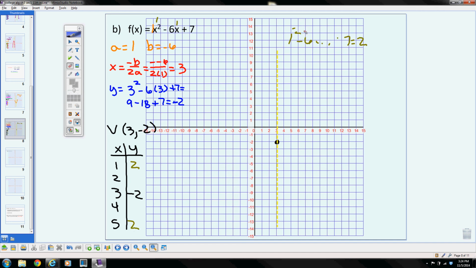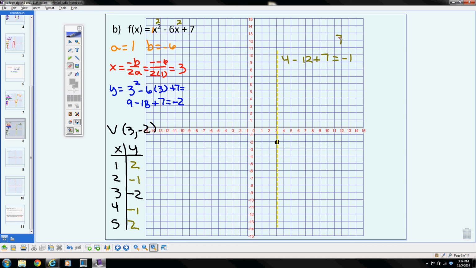Now let's try the 2. You can try 2 or 4. You should get the same y value. So let's go over here and plug in a 2 for our x in the original equation. That's going to give me 2 squared minus 6 times 2 plus 7. 2 squared is 4. Minus 6 times 2 is 12, plus 7. That's going to be negative 8 plus 7, which is negative 1. So I can plug a negative 1 in for the 2 and the 4 values.